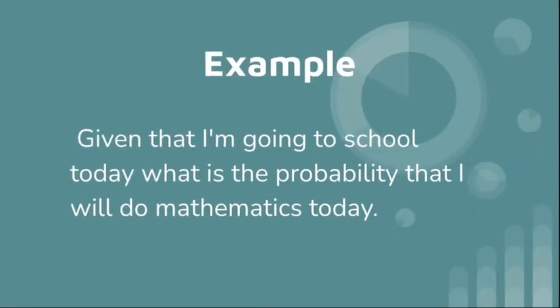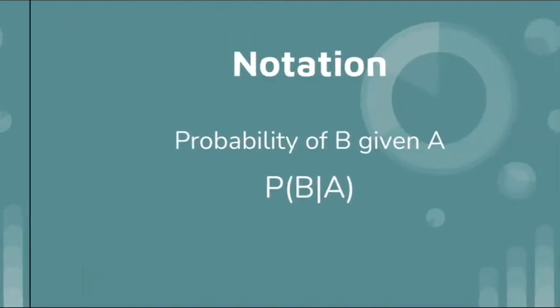For example, given that I'm going to school today, what is the probability that I will do mathematics today? So, given a certain situation that has already occurred, and inside that situation, there is a condition, which is the probability that I will do mathematics today. Kumbaga, there is an event, and in that event, there is a condition, and the probability of it is what we are looking for. So, paano siya natin isulat as notation?